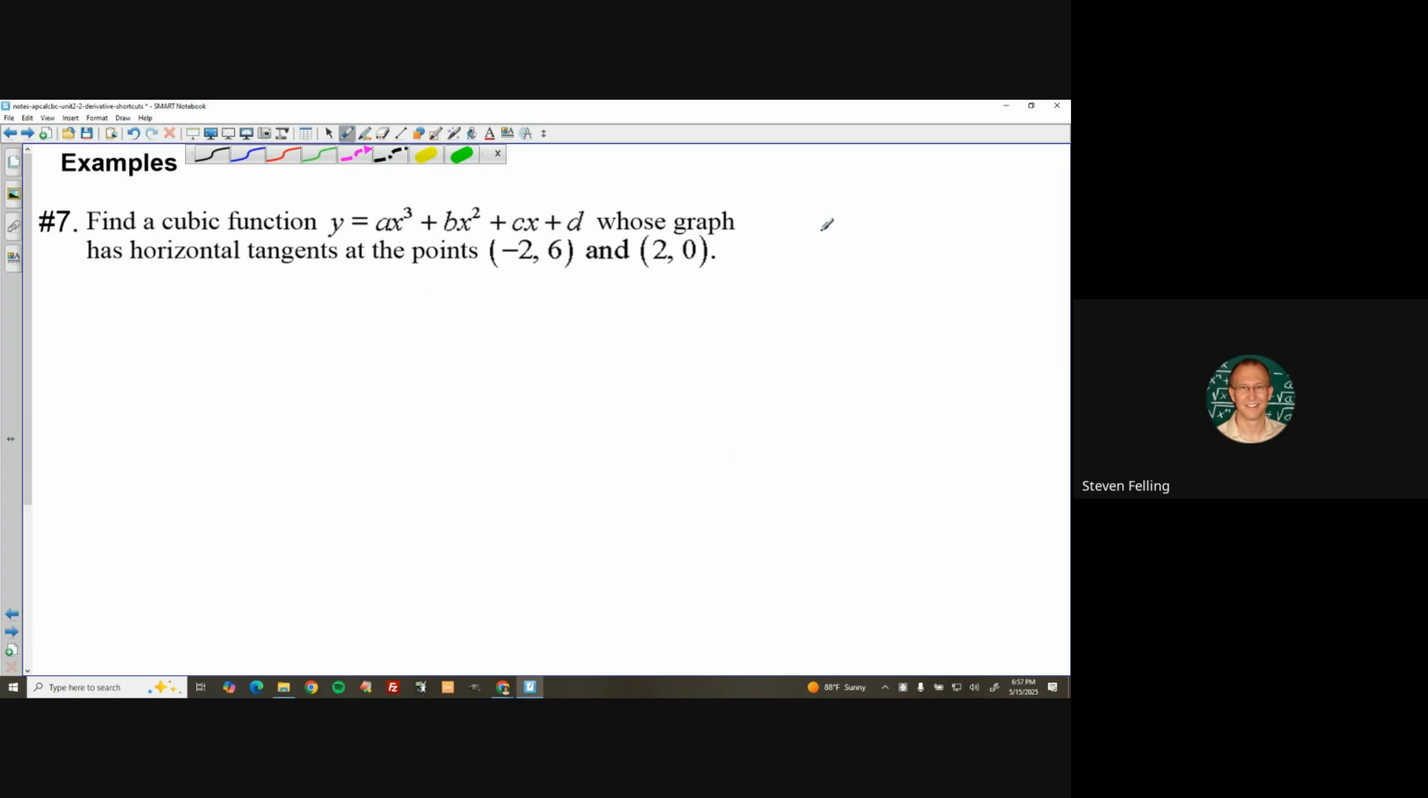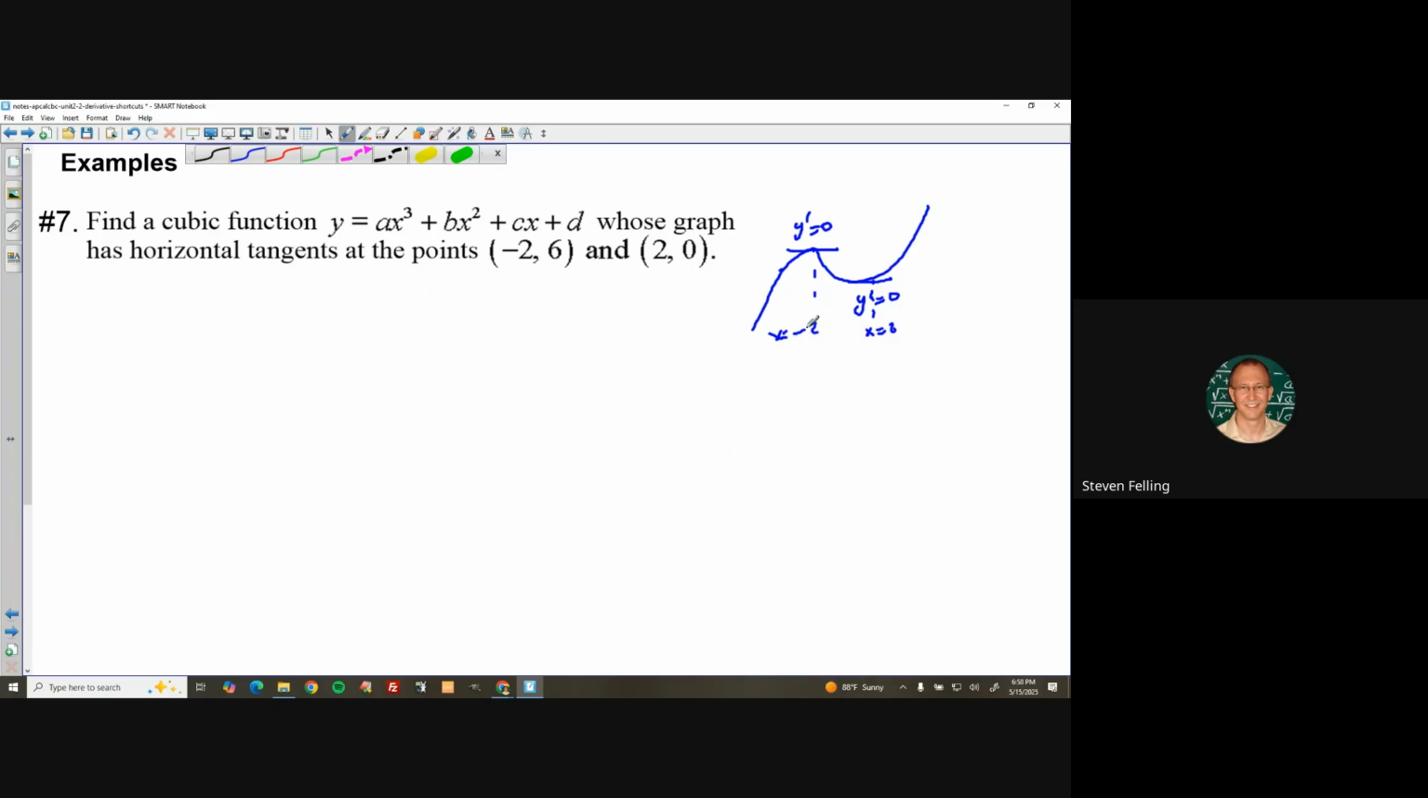Let's say that you want to find a cubic function, y equals ax cubed plus bx squared plus cx plus d, whose graph has horizontal tangents at these 2 points. So what would have to be true for there to be a horizontal tangent? Well, if you had a cubic function, which in general would look like this, a horizontal tangent would be a place where the slope is 0. So that means the y prime would have to be 0 at both of those 2 locations. Right? At x is negative 2, and also at x is 2.